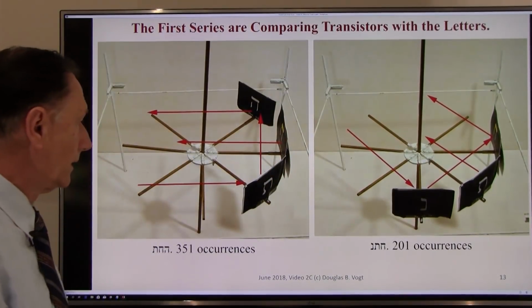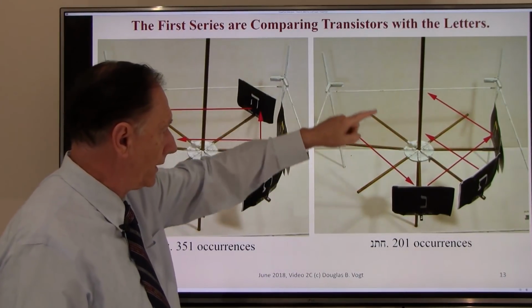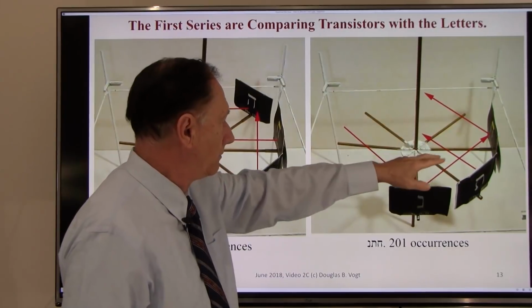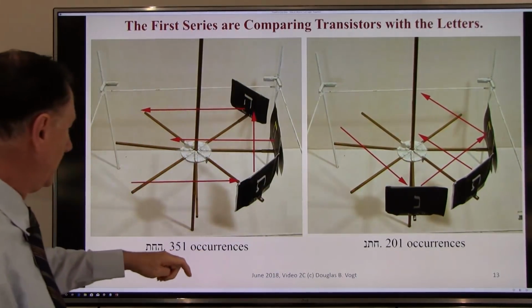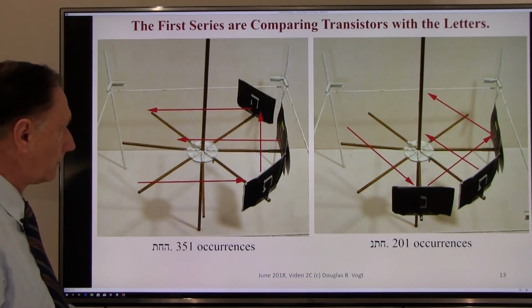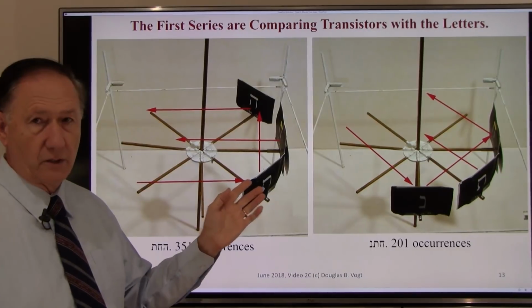I'll just get out of the way. 201 for this pattern. You notice I'm going around the whole thing. This would be like the 0 degree, that would be the 180 degree back there, 90, 270. 351 occurrences like this. Its permutations and combinations of 3 is like 6 permutations and combinations.